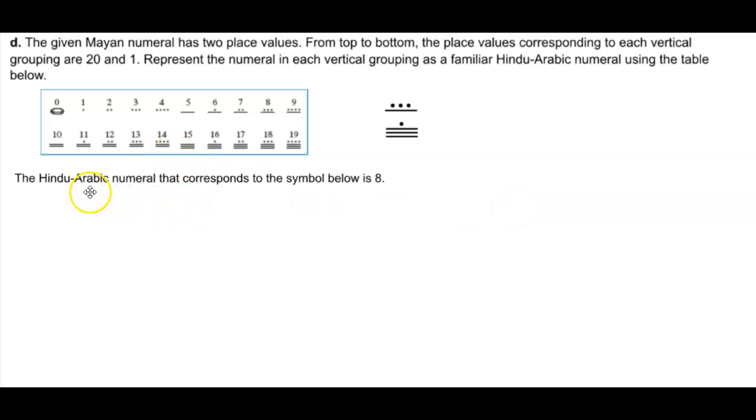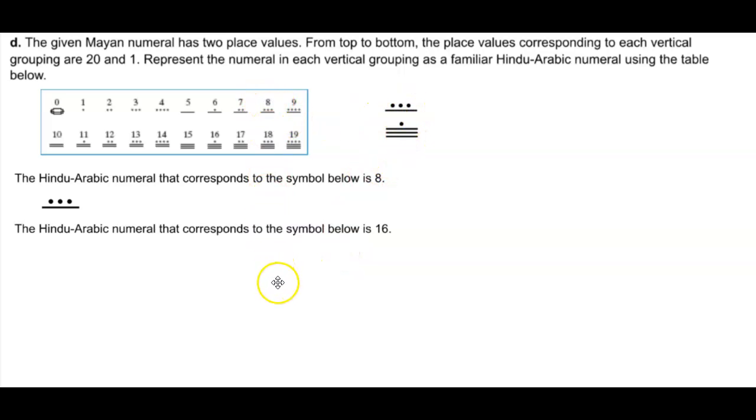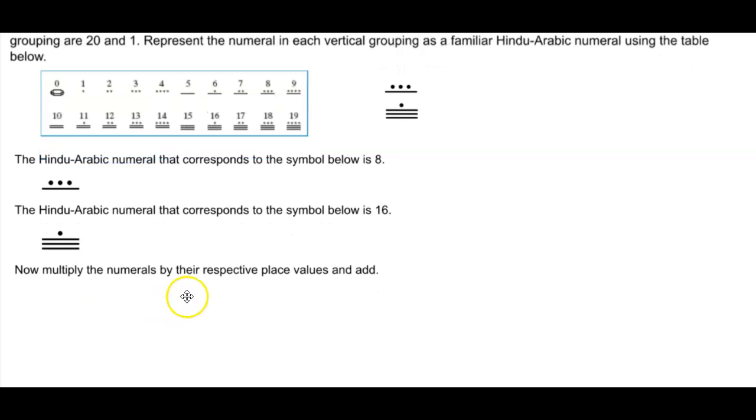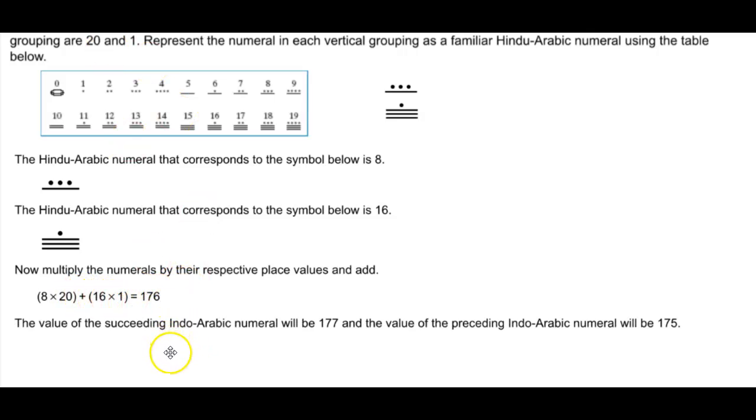Now, the Hindu Arabic numeral that corresponds to this symbol is 8, because if we take a look at this symbol here, that represents the value of 8. Now, the Hindu Arabic numeral that corresponds to this symbol here is 16. Therefore, we're going to multiply the numerals by their respective place values and add. So that means we have 8 times 20 plus 16 times 1, which is equal to 176.